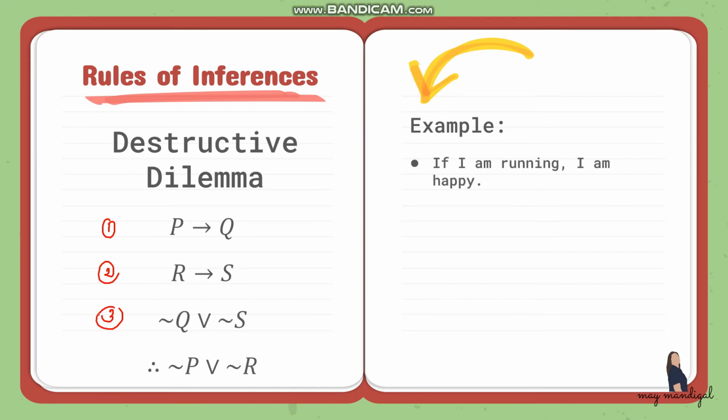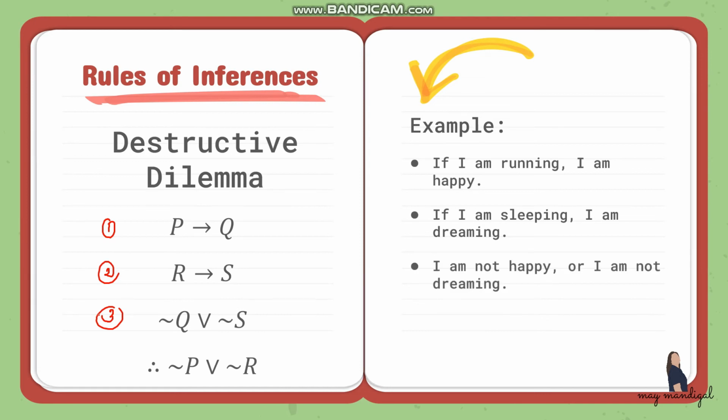So example, if I'm running, then I am happy. If I'm sleeping, then I am dreaming. And I am not happy or I am not dreaming. So since you are not happy or not dreaming, therefore I am not running or not sleeping. Because again, the third premise mentioned that the consequent from the first two premises might not be happening. So therefore, for us to maintain a true conclusion, the antecedents might not happen as well.